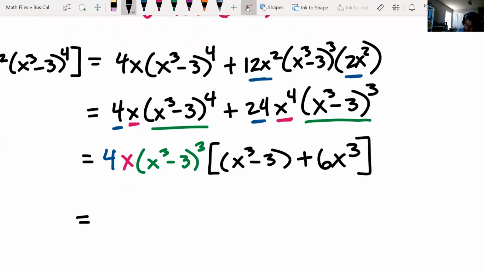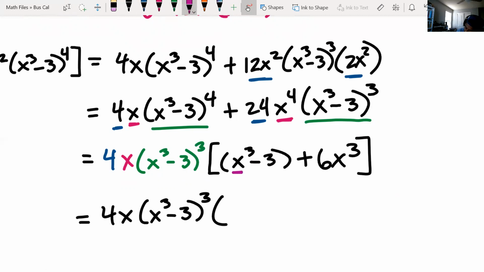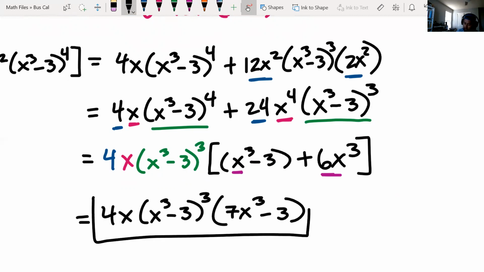Now, combine like terms inside. I'll first rewrite that. And I see that I have an x cubed here and a 6x cubed there. So this will make 7x cubed minus 3. And now there's our final answer.